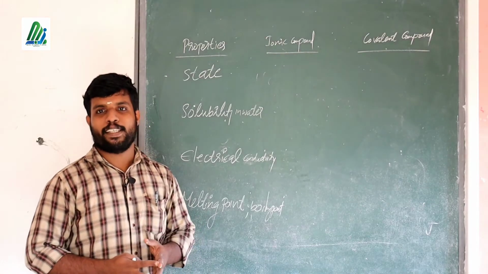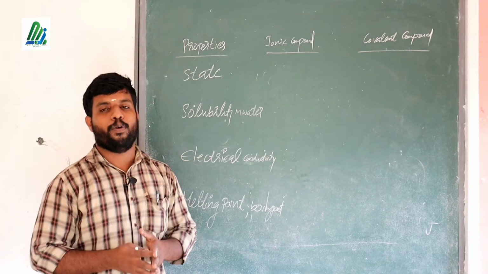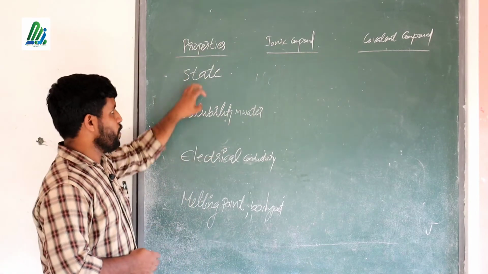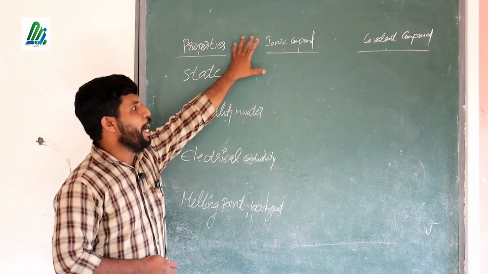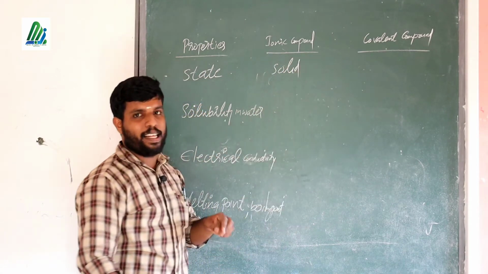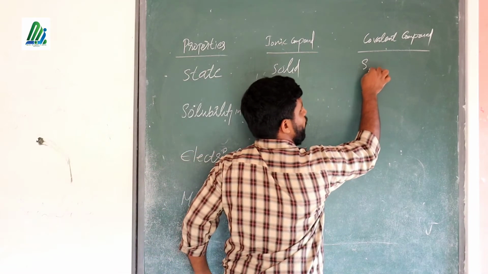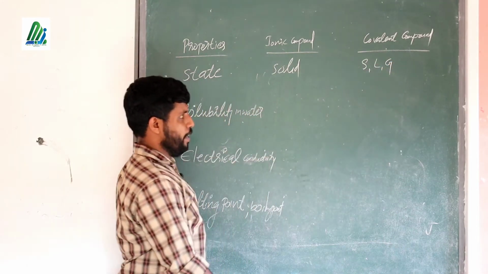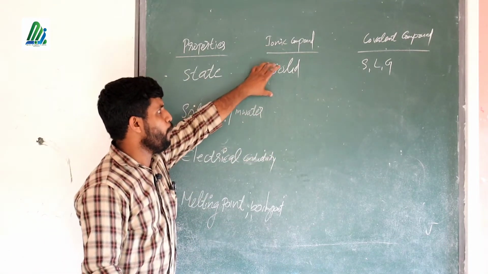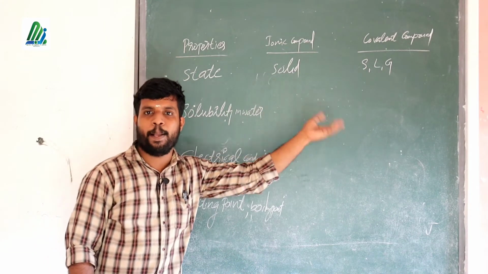Next, we are going to discuss the properties of ionic compounds and covalent compounds. Now we are going to discuss the nature of ionic compounds and covalent compounds, their properties. First of all, state. Ionic compounds generally exist in solid state. But what about covalent compounds? They exist in solid, liquid and gaseous state. Ionic compounds exist especially in solid state, while covalent compounds exist in solid, liquid and gaseous state.